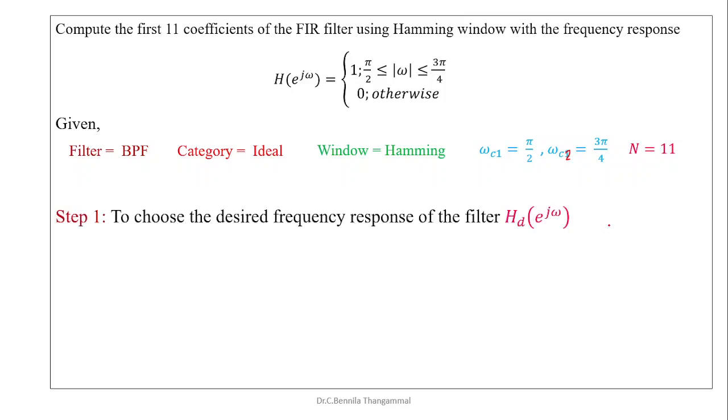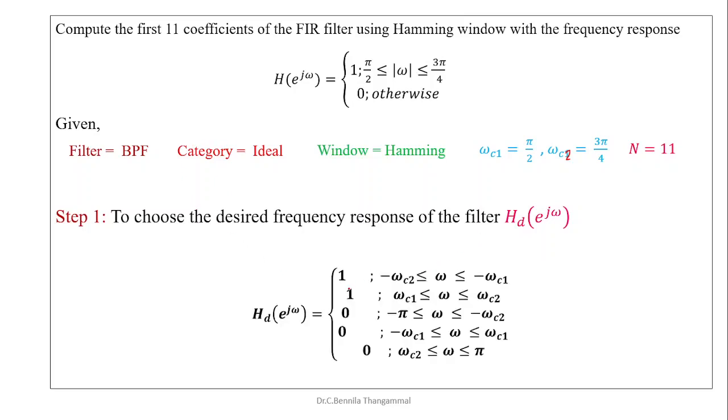So the first step is to choose the desired frequency response. Since we have found the filter type, instead of working with the specific values, we can have a generalized expression so that at the end we can substitute the values alone. So for a band pass filter, the value is 1 from minus omega C2 to minus omega C1, and 1 from omega C1 to omega C2.